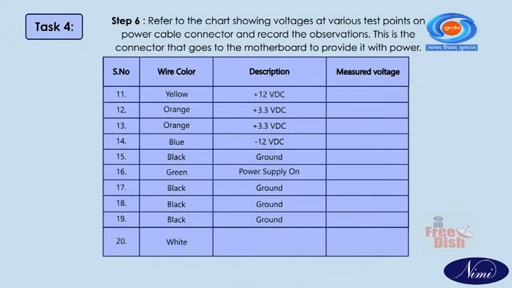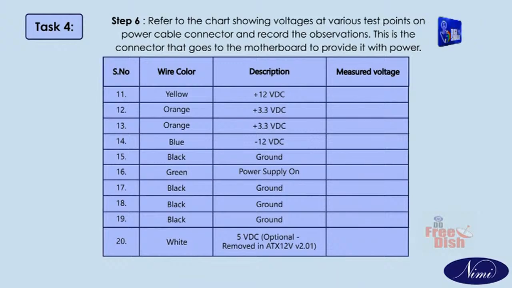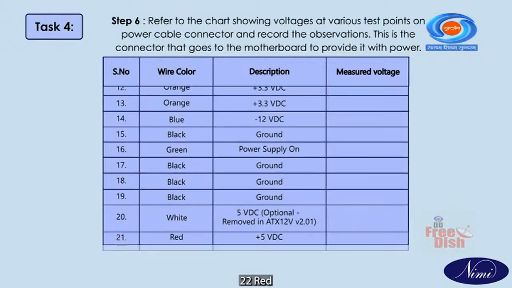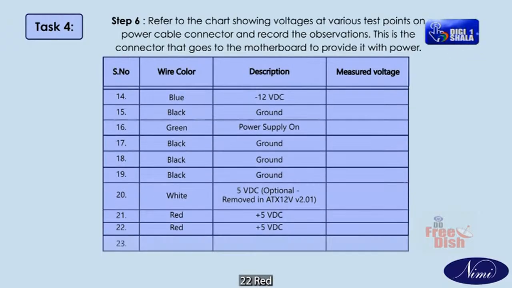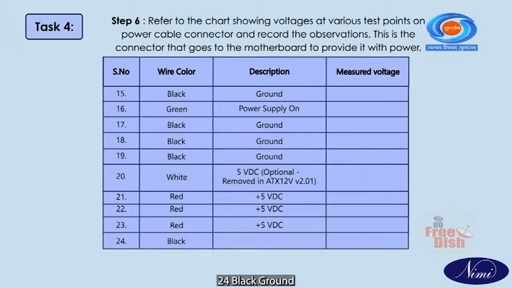20. White, minus 5 VDC. Optional. Removed in ATX 12V version 2.01. 21. Red, plus 5 VDC. 22. Red, plus 5 VDC. 23. Red, plus 5 VDC. 24. Black. Ground.